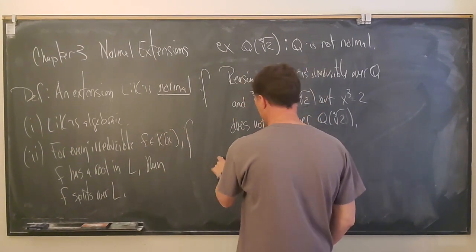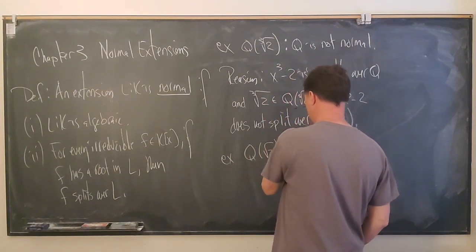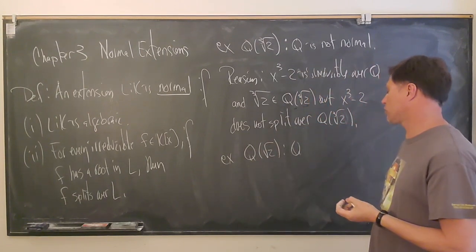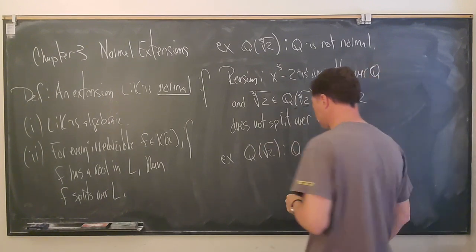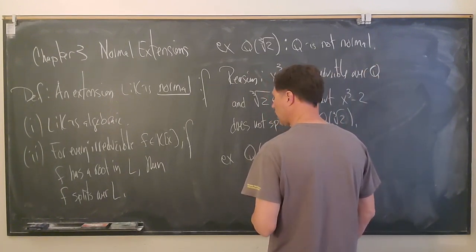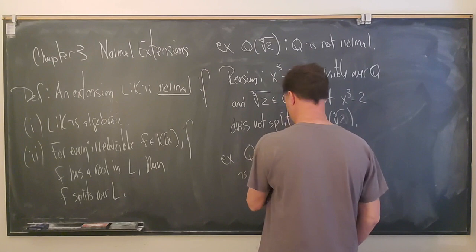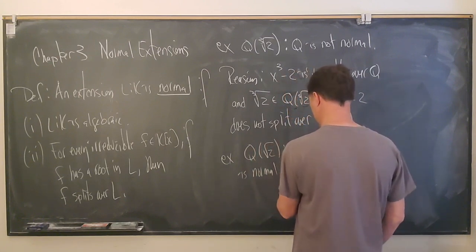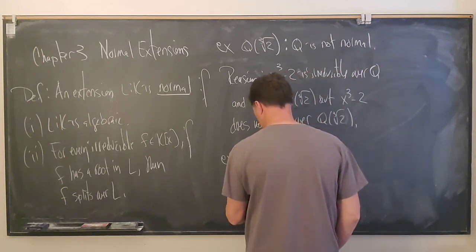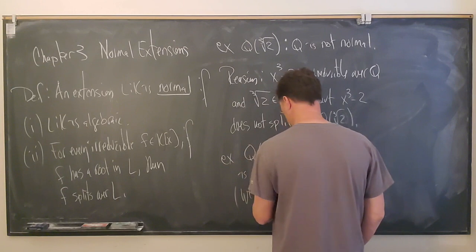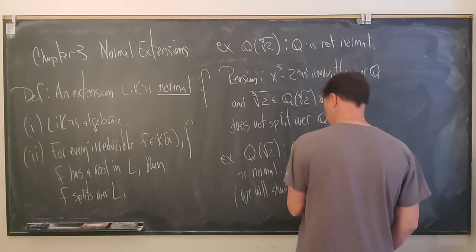So here's another example, and we won't be able to actually verify this yet, but it turns out that Q adjoin root 2 over Q is normal. I guess it's easy to check, but we'll get a theorem. It's obviously algebraic, and I just want to say we will show this later.